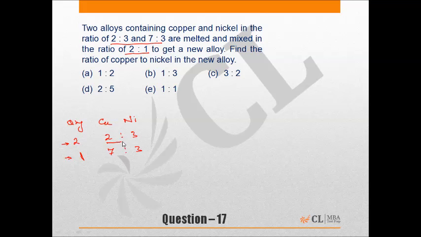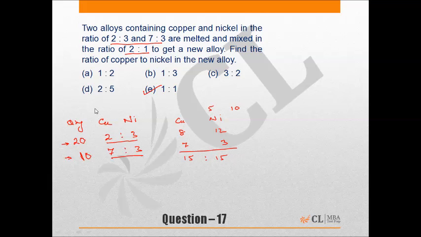In the first one, the ratio is 2:3, so 2 plus 3 adds up to 5. In the second one, it is 7:3, this adds up to 10. So why don't you assume 10 kgs of the second one and 20 kgs of the first one. This will help you cut down on calculation effort. So the quantity of copper and nickel in the first one will be 2 by 5, 40% is the copper in the first one, so it will be 8 and nickel will be 12. Similarly 70%, so 7 and 3. So it becomes 15:15. The answer is 1:1.